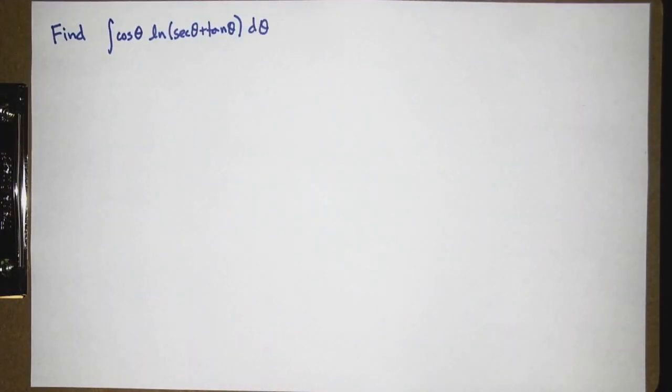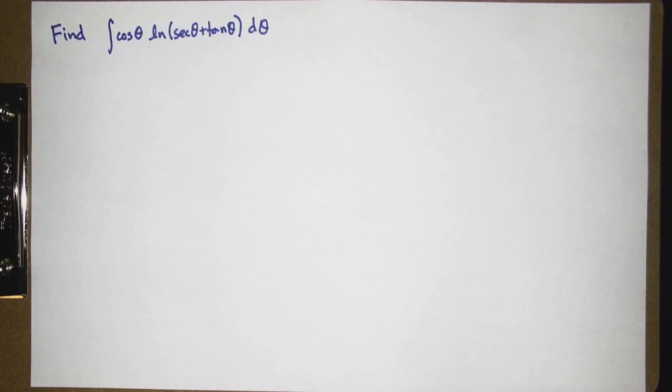Find the integral of cosine theta log secant theta plus tangent theta. Okay. This feels like integration by parts. There's things multiplying, and there's one thing that I really don't want to integrate. That's right, that cosine. Oh, wait, no, that's okay. I'm okay with that one. That log of secant plus tangent is like, ugh.